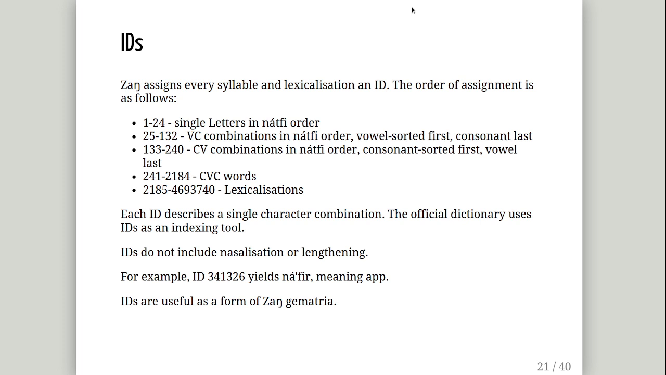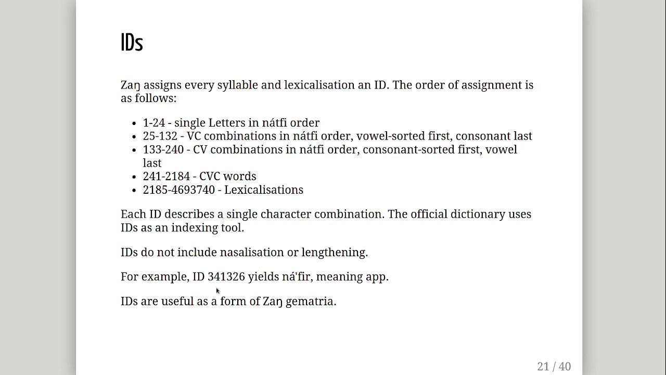IDs. Zang assigns every possible syllable an ID. So you've got the letters, you've got the VC combinations, and then the CV combinations. VC for roots, VC for particles, and CV for roots. And you've got the CVC words. What's useful with the ID system is that it allows you to see how many words there are. So there are about 120 VC combinations, and about another 120 CV. So that makes about 2,000 CVC words. Just yesterday, I've made about 50% of them now, which I'm quite happy about, because that's some 1,000 words, and I'm now up to 1,400 words in Zang.